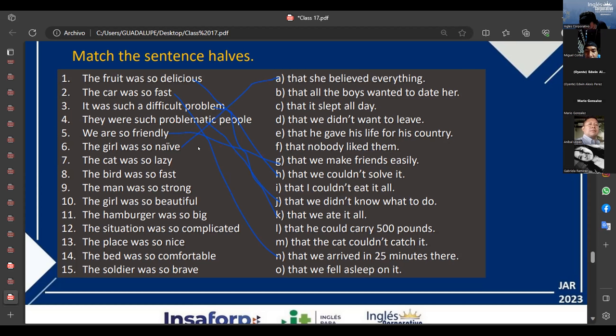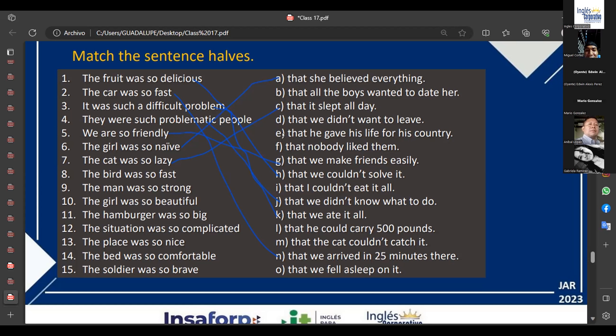The cat is so lazy. The bird was so fast. Fast is rápido. What's the letter? E, that he gave his life for his country.